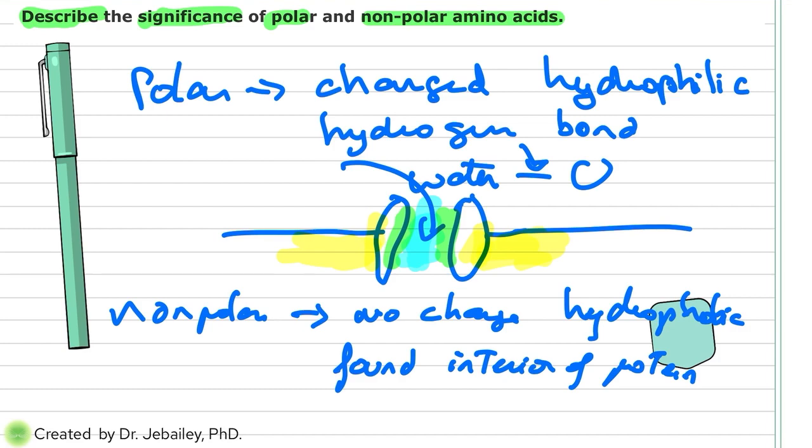So usually they are not much mixing with things, but they're more mixing with other proteins. So these are the difference between the polar and non-polar when it comes to amino acids. Now let's look at the mark schemes.